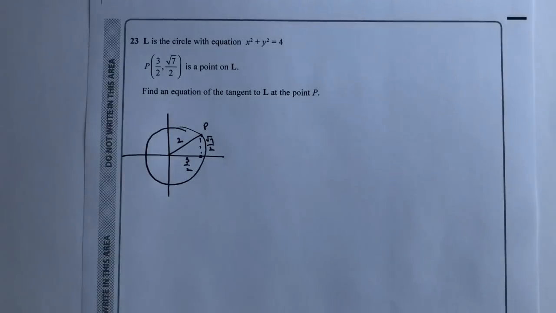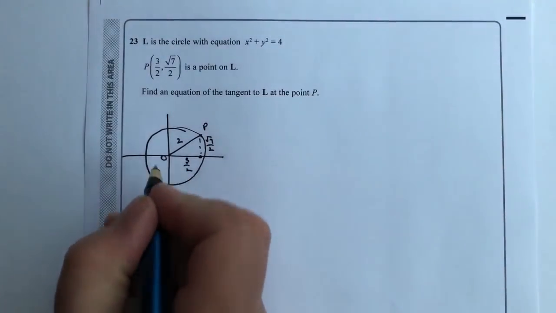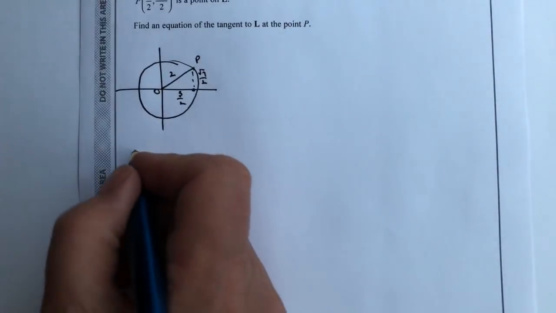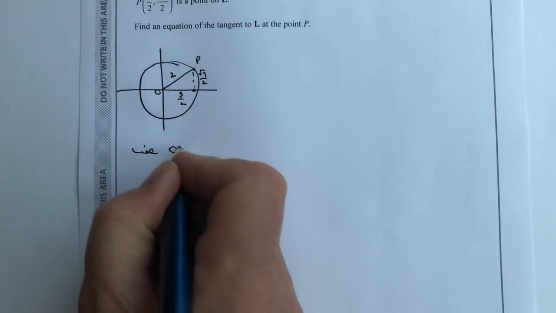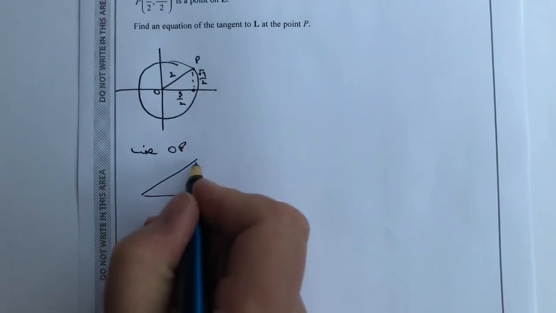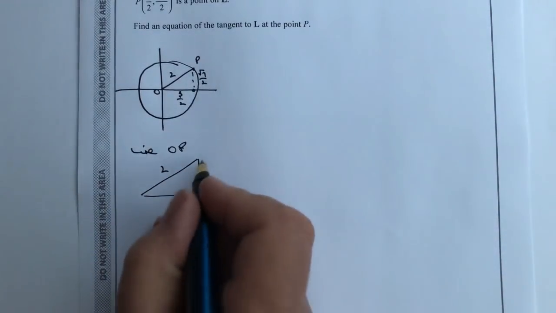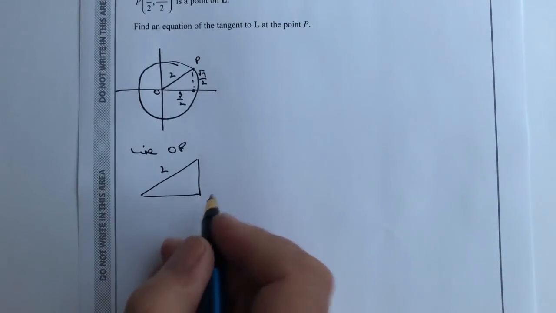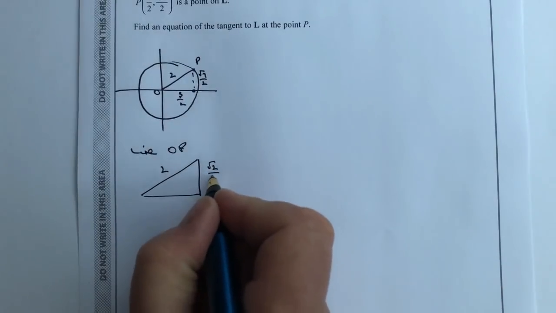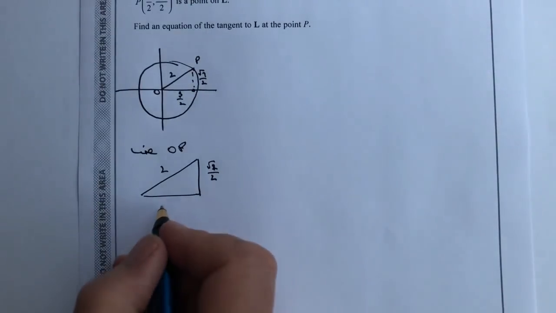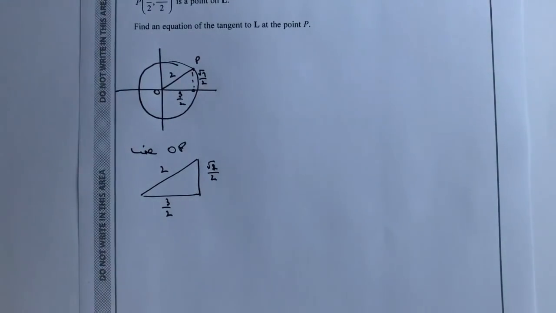Now I'll just blow that up a little bit and write it a little bit bigger, because it's important that we work out the line OP. Essentially what I've got is a radius of 2. This difference in y is going to be root 7 over 2, and this difference in x is going to be 3 over 2.